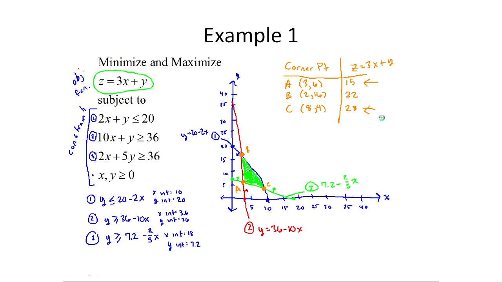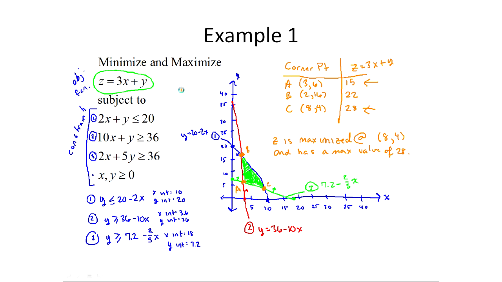Well, how do I write that down? What I could say is z is maximized at the point 8, 4, and has a max value of 28. Okay, so that's the first one. That's the maximized part. What about the minimize?